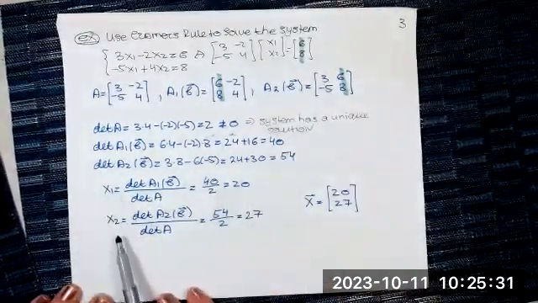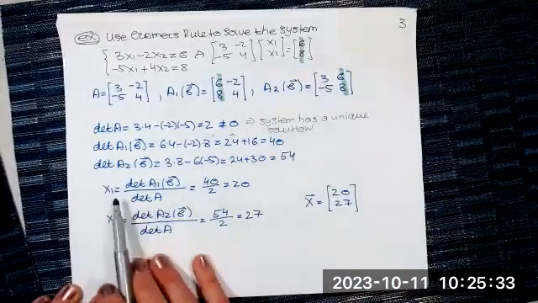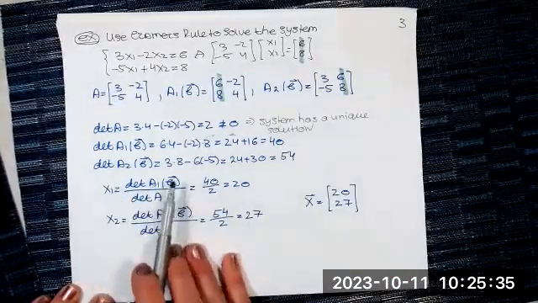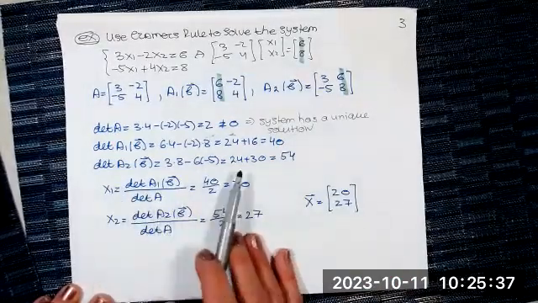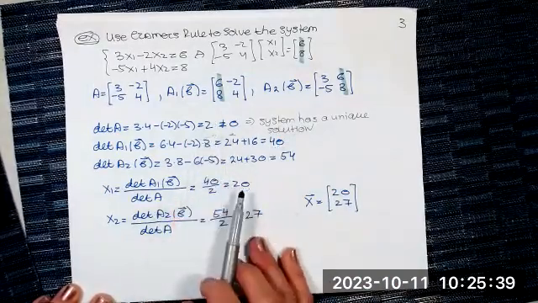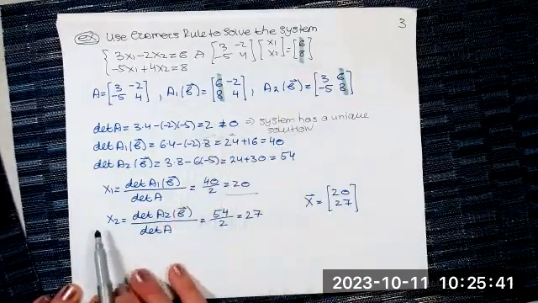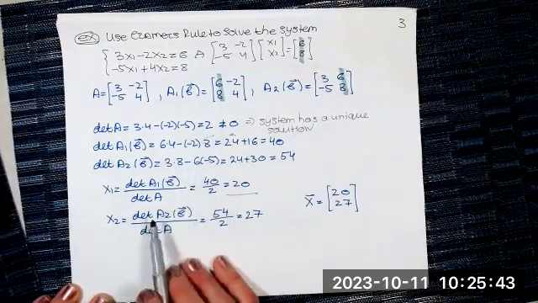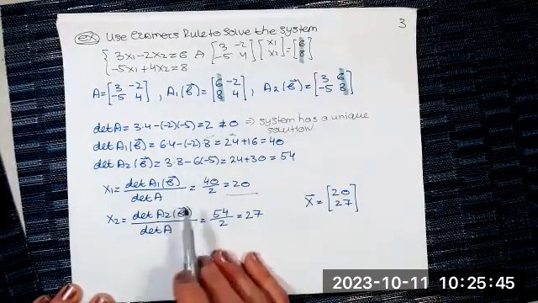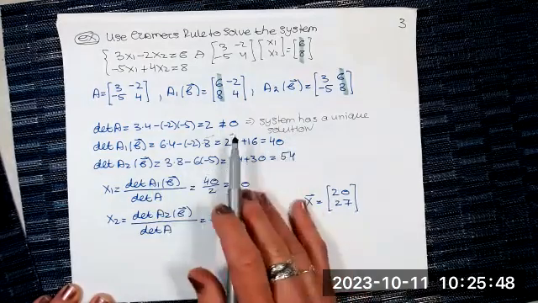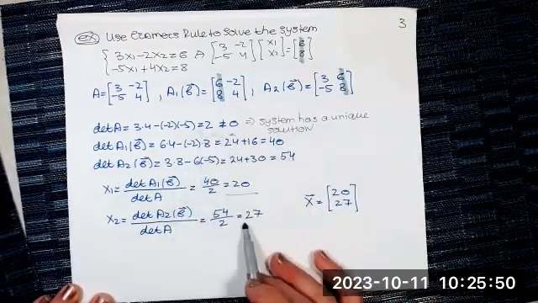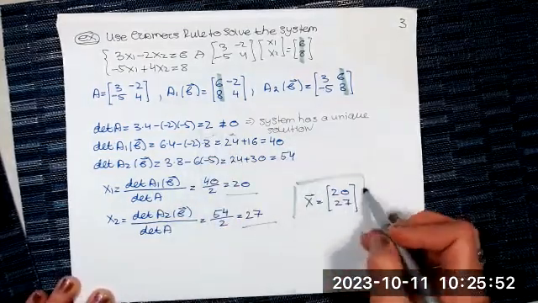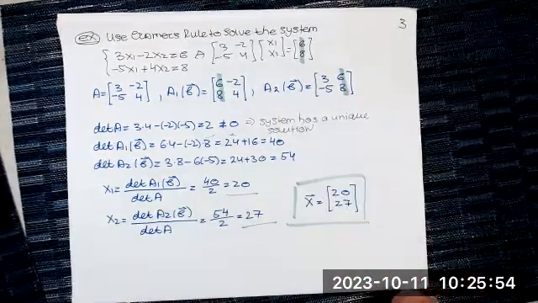And then using Cramer's rule, it's just the formula: x1 is determinant A1 of B divided by determinant A, so 40 over 2 is 20. And x2 is determinant A2 of B divided by determinant A, so I have 54 divided by 2, which is 27. So that's nice. I'm getting a nice solution for my system.